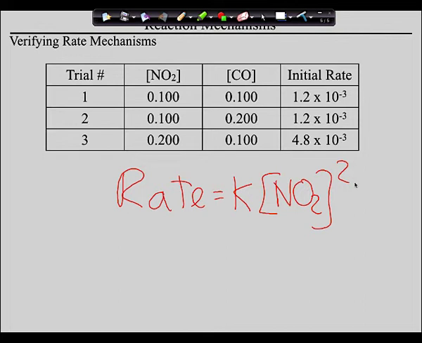So if you were to write as your answer rate equals K, NO2 to the 2, and then if you were to write the CO to the 0, it wouldn't be wrong, but it would certainly catch the eye of the grader. But it wouldn't be wrong. It's just not the way we represent it. Okay, we good there?